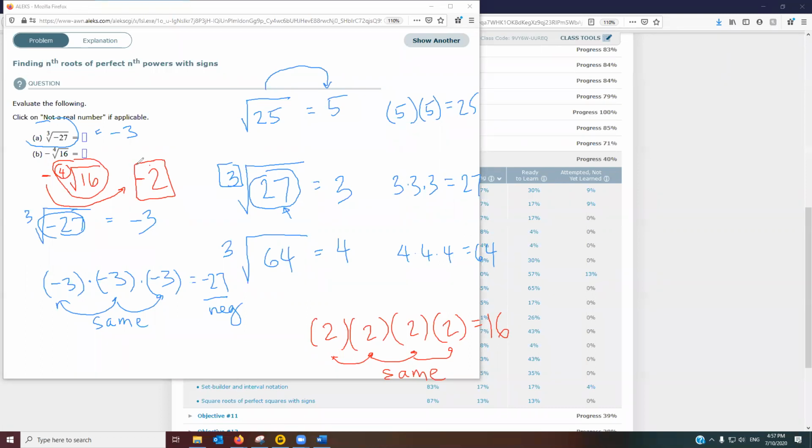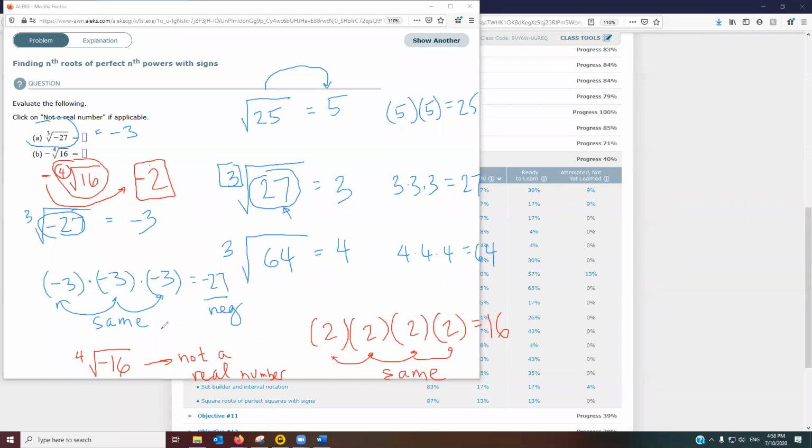All right, so be careful on this one. The negative sign was outside of this symbol. The negative sign was not underneath the symbol. What if the problem had been the fourth root of negative 16? Well, the answer would be not a real number. Because I can't come up with some number times itself 4 times to equal a negative result.